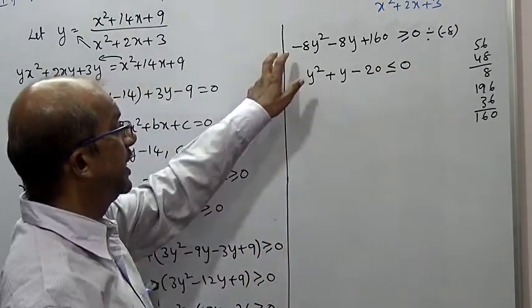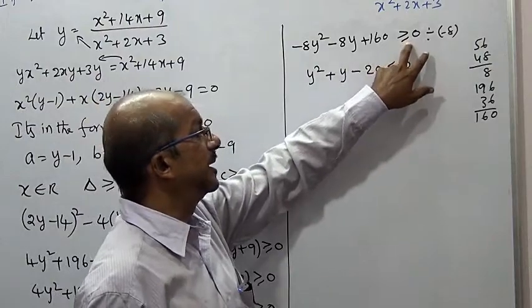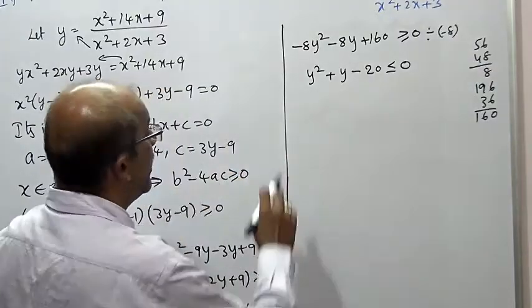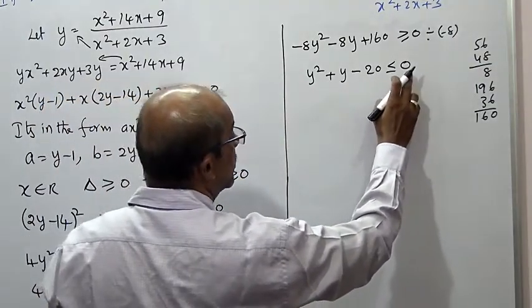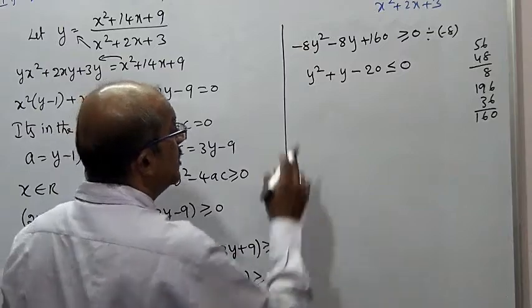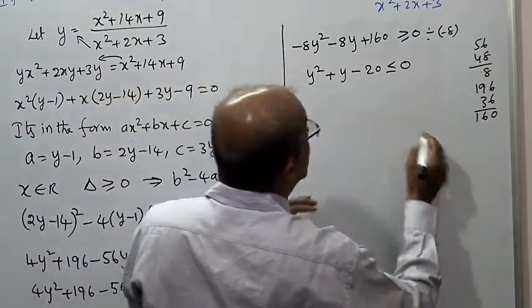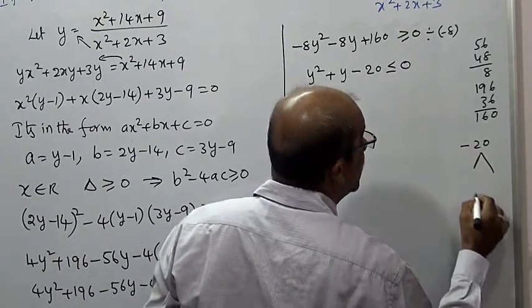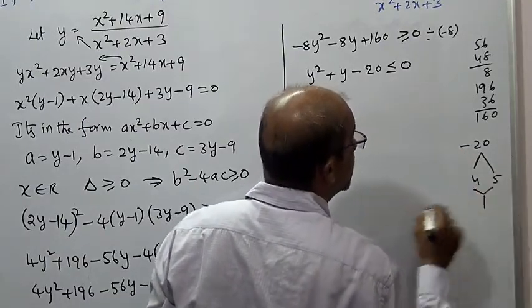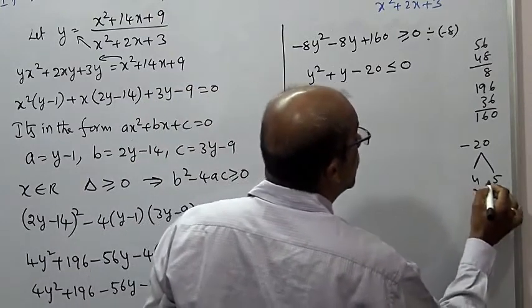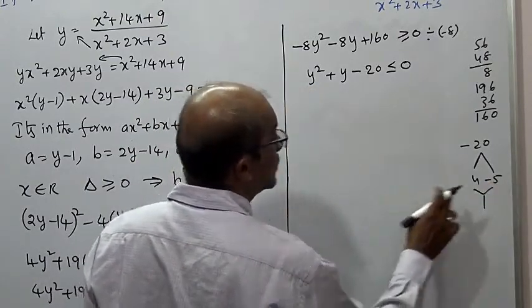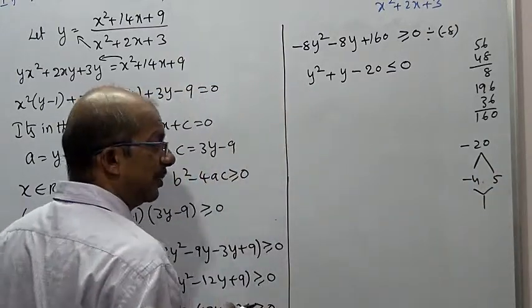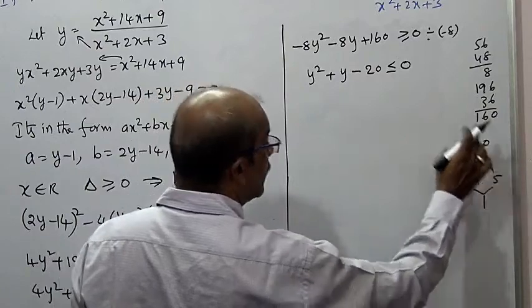Divided by a negative, the inequality sign also changes, greater than or equal to becomes less than or equal to. So y square plus y minus 20 less than or equal to 0 is a quadratic inequation. Now the factors of this one: 1 into minus 20 and the middle value is 1. So minus 4 plus 5 is 1, and minus 4 into 5 is minus 20.